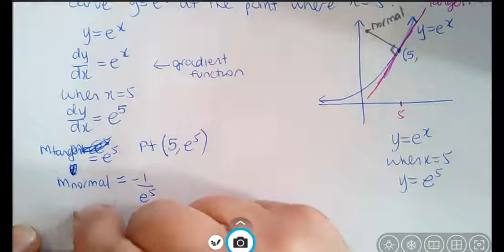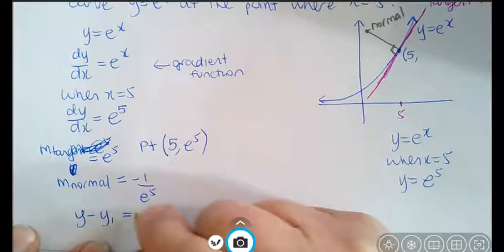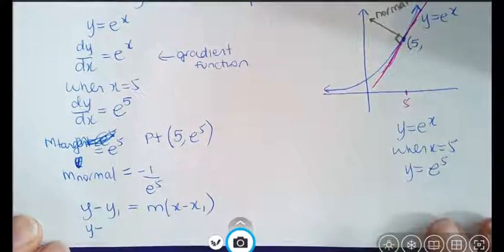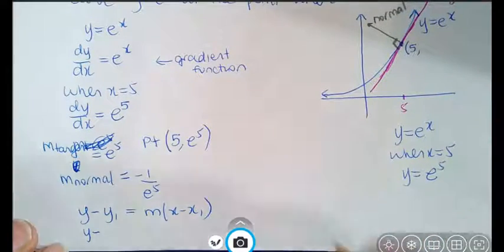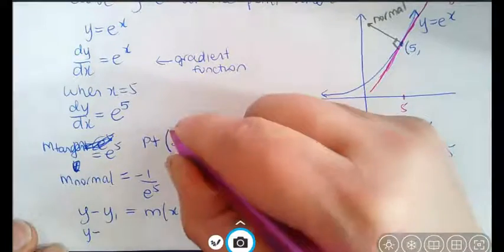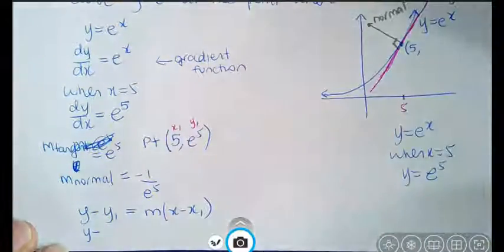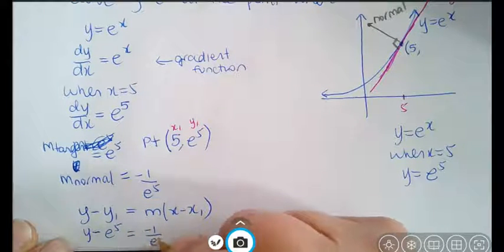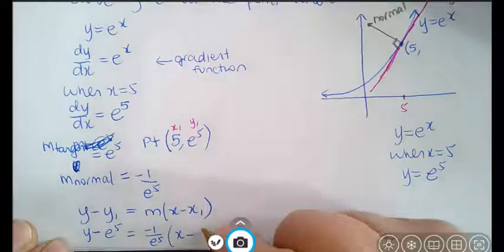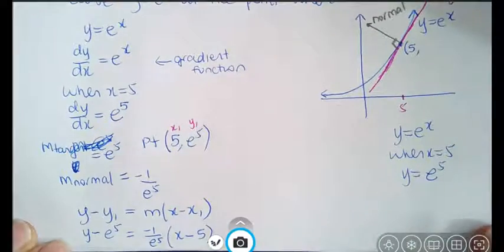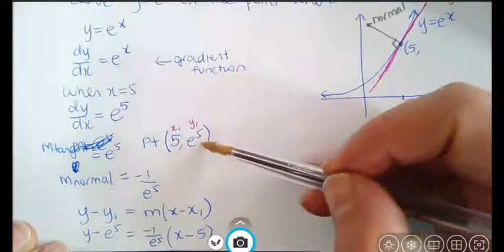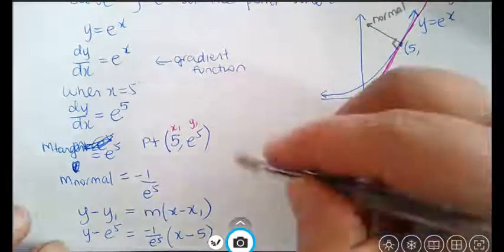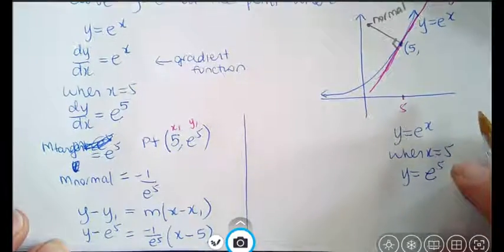So let's do our point gradient formula. y minus y1 equals m bracket x minus x1. That's my m, that's my x1, y1. y minus e to the 5 equals negative 1 over e to the 5, x minus 5. x1, y1. Gradient of tangent e to the 5, gradient of normal negative 1 over e to the 5. All right, I've got to rearrange it.